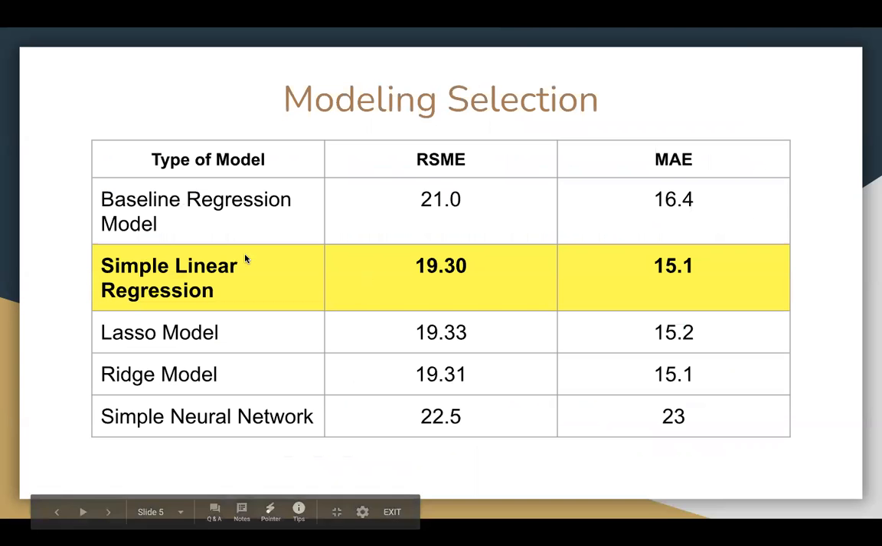In terms of modeling, I ran 4 different types of models, and I also had a baseline model. I used RMSE as my main evaluation metric, and MAE as a secondary. The simple linear regression gave me the best value, so I selected that as my final model.